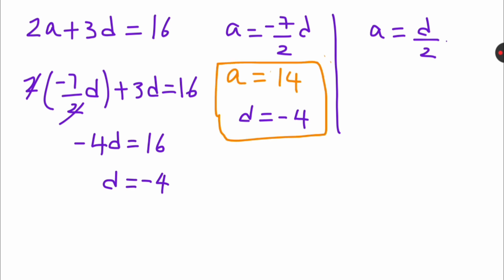Same like that, now substitute a as d over 2. Here the 2 gets cancelled, so we have only d here. d plus 3d is equal to 16.